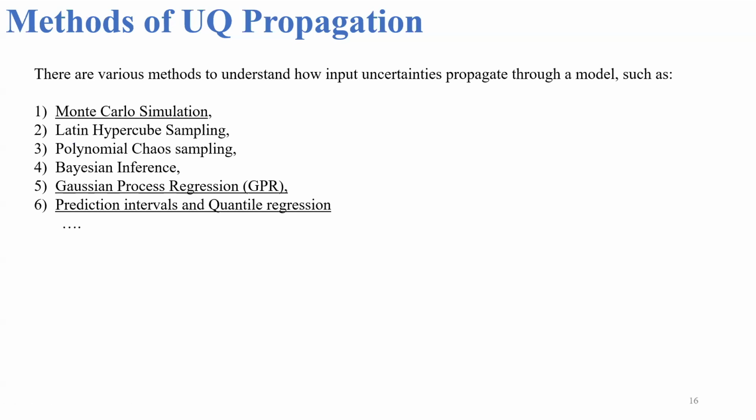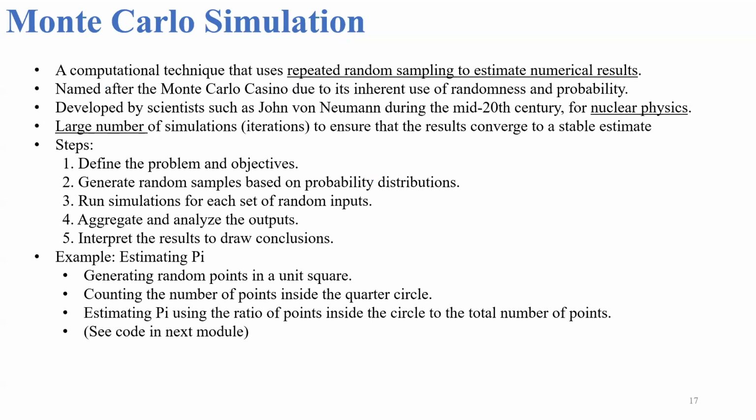Now, there are different methods of UQ propagation, such as Monte Carlo, Latin hypercube sampling, polynomial chaos expansion, Bayesian inference, Gaussian process regression, and quantile regression. So we'll basically be focusing on 1, 5, and 6. But let's talk briefly about all of them. Monte Carlo sampling is basically repeated random sampling to estimate numerical results. It is named after the Monte Carlo casino due to its inherent use of randomness and probability.